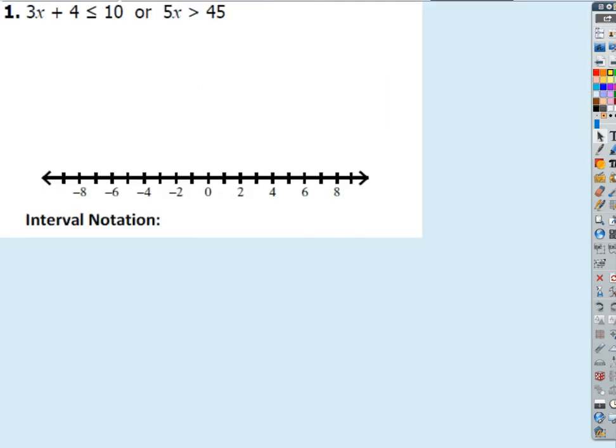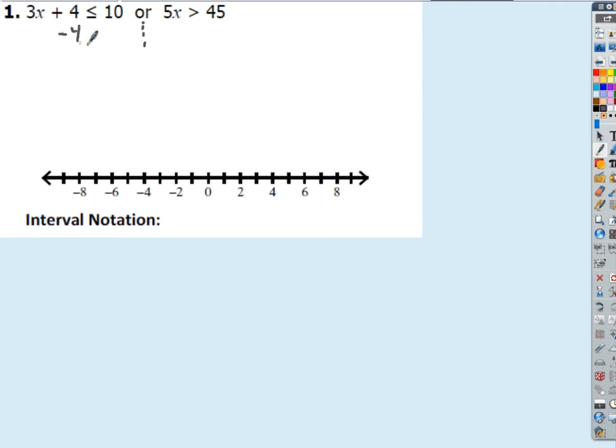Here's an or inequality. 3x plus 4 is less than or equal to 10, or 5x is greater than 45. Okay? So let's break these into two and literally just knock them off one at a time. So we'll take the left one first. What are the two steps to isolate the x in the left inequality?